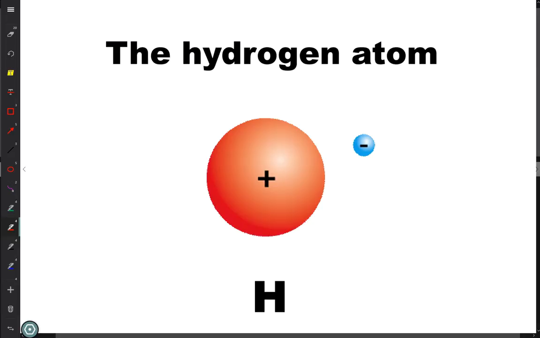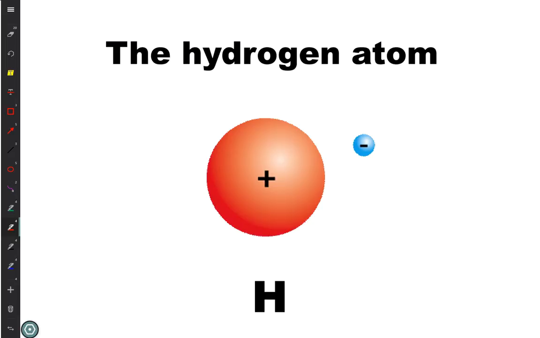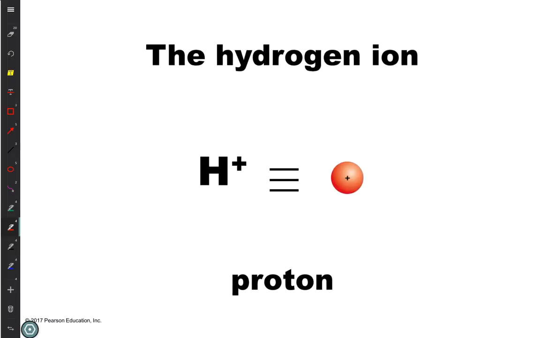If you're going to make it a hydrogen ion, what are you going to do? Yes, take away the electron. So you just take away the electron.